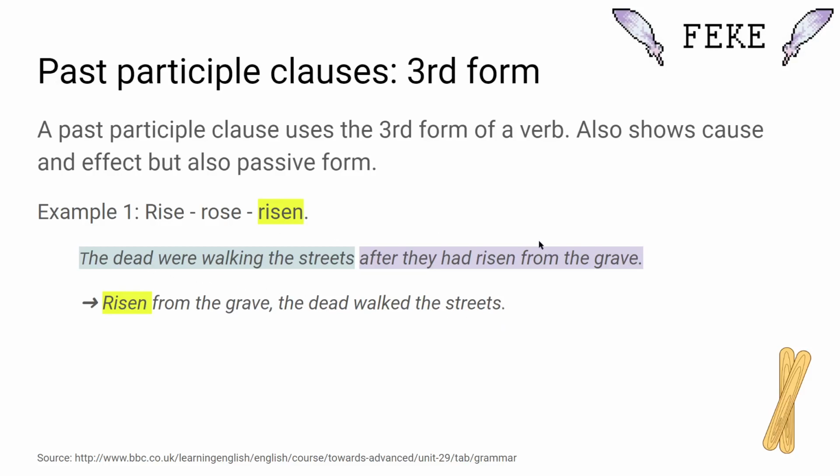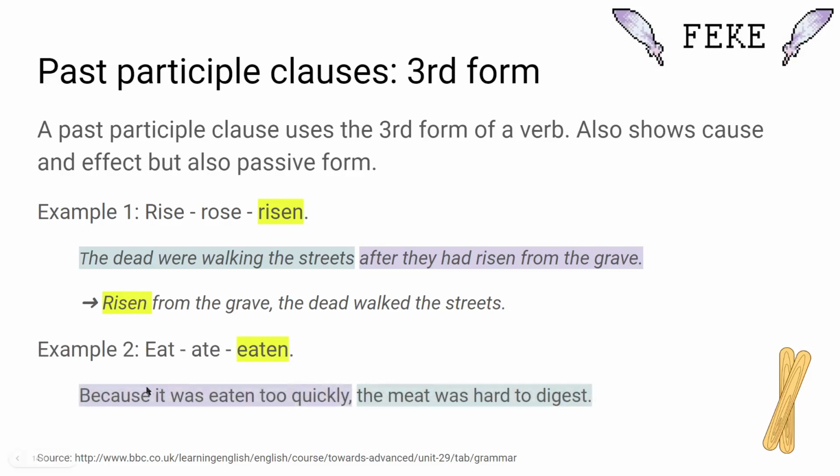And you can see here once again that we've reduced the amount of words used. We still have the structure of a dependent and independent clause, creating a shorter sentence but with the same content. Or here we have another example, eat, ate, eaten. And we have this sentence here. So because it was eaten too quickly, the meat was hard to digest.